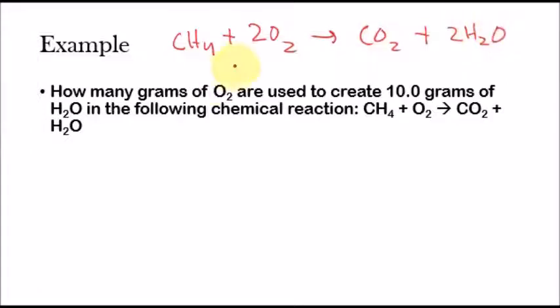Okay, first step is always to balance the chemical reaction, because if you don't balance it, then you're not going to get the correct mole ratio, and therefore you're going to get the wrong answer. Then let's set up our dimensional analysis here. What we're asked is how many grams of O2, so that's what we're looking for. And what we're given is 10.0 grams of H2O.